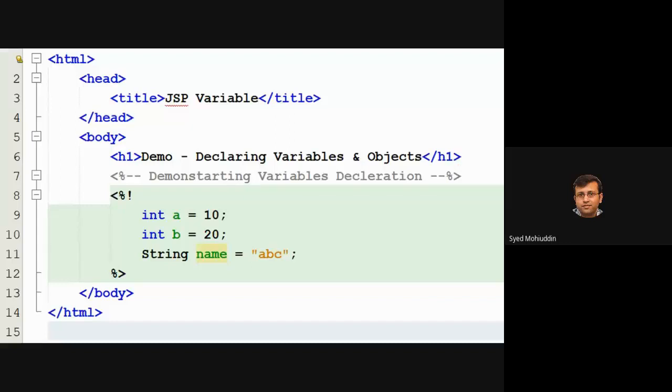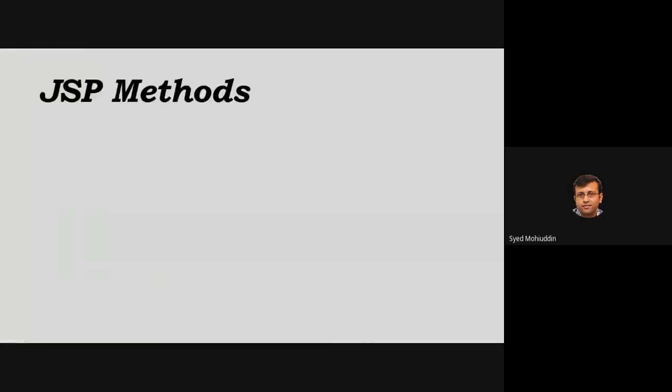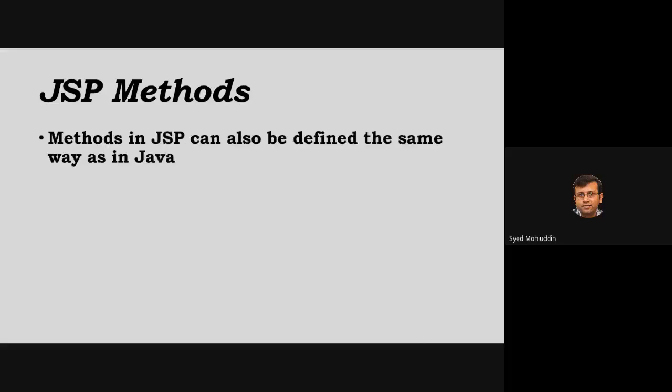Now, let us see the other aspects of JSP. As Java has methods, even JSP has methods. We don't call them functions, but we use the term methods in Java. Methods can be declared with a class or without a class, it doesn't matter. But methods can be defined in the same way as they are defined in Java.